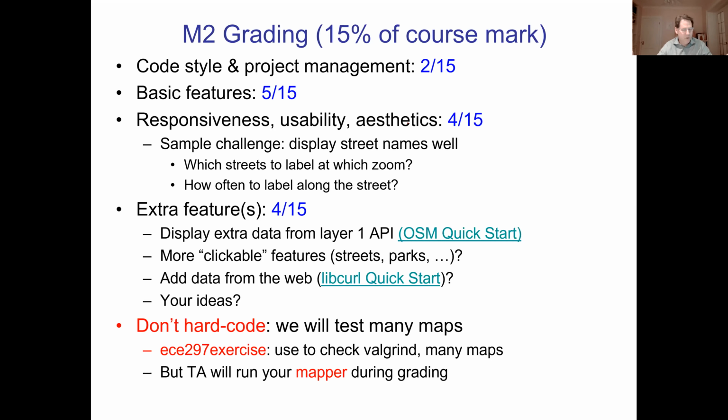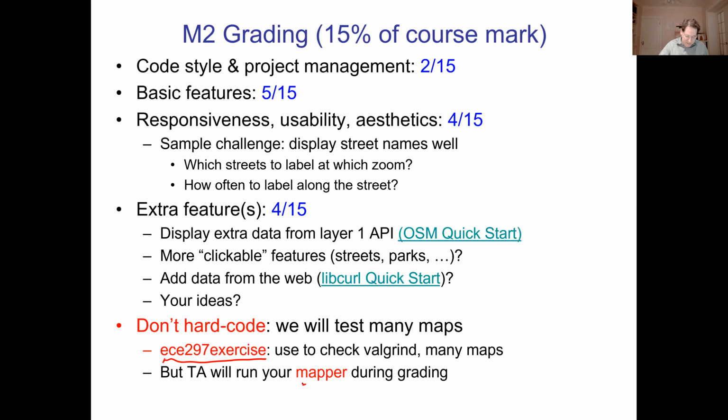Don't hard code things. We're going to test many maps, as I mentioned. You can run EC297 exercise. That will load up a bunch of different maps and have you draw them. It's a good way to check quickly with a lot of the cities that we've given you: do I work well with them? It'll also run Valgrind on your program, so you can check for memory leaks and so on. That's a good idea to do.